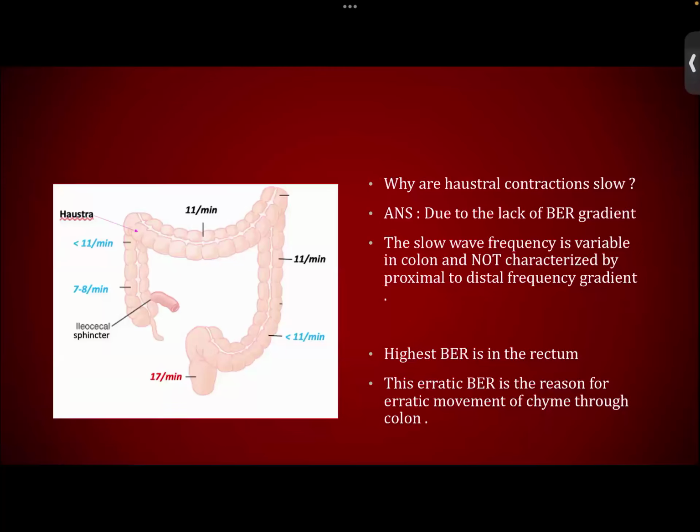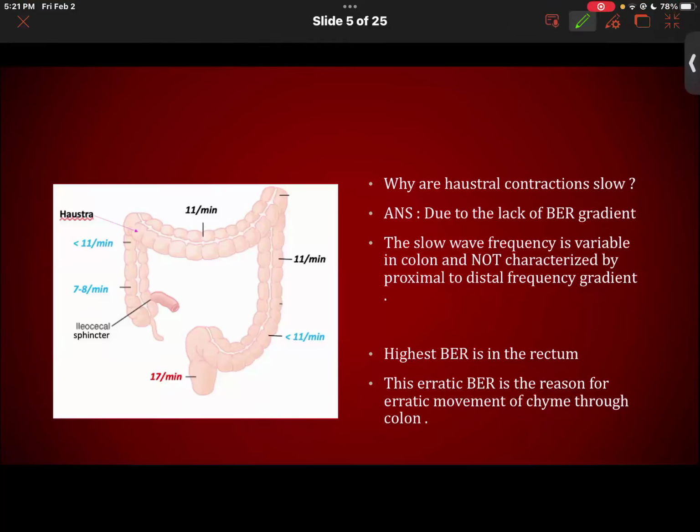And then this is just further explanation. So the first thing is, why are haustral contractions slow? Because I mentioned that the haustral contractions must be slow so that we can have the mixing in a single haustrum, and we can have the absorption of electrolytes, water, and nutrients, right? So the answer to this is due to the lack of the basal electrical rhythm gradient. So we have a lack of the gradient.